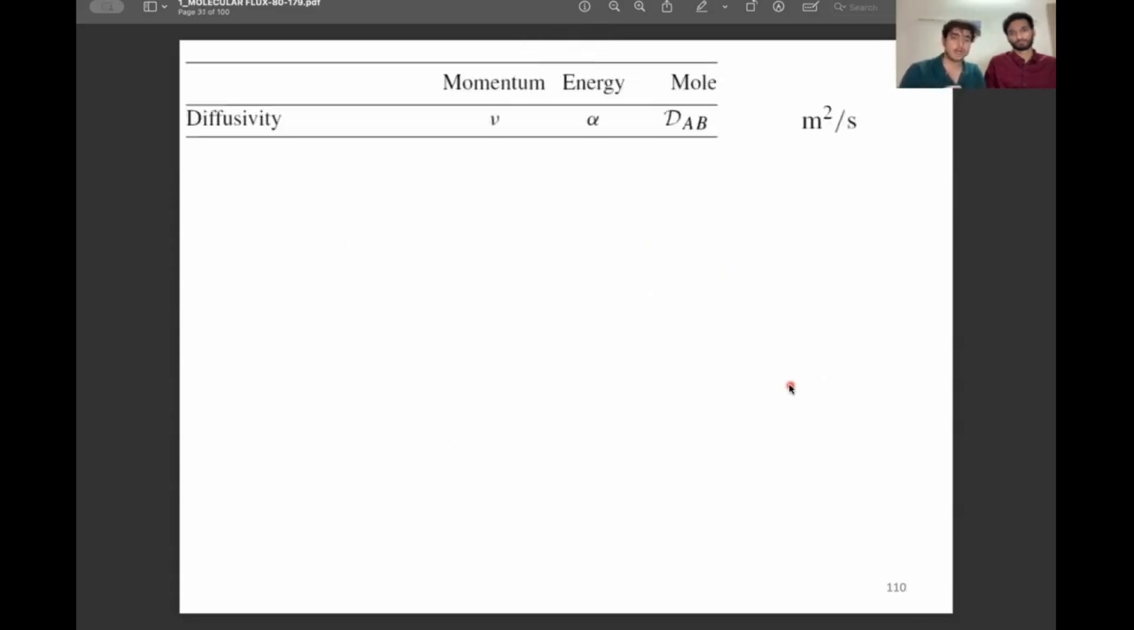Now let's talk about, for instance, just taking this diffusivity in a particular section.